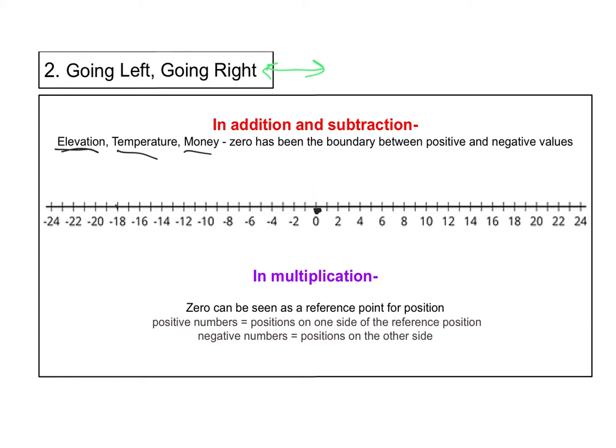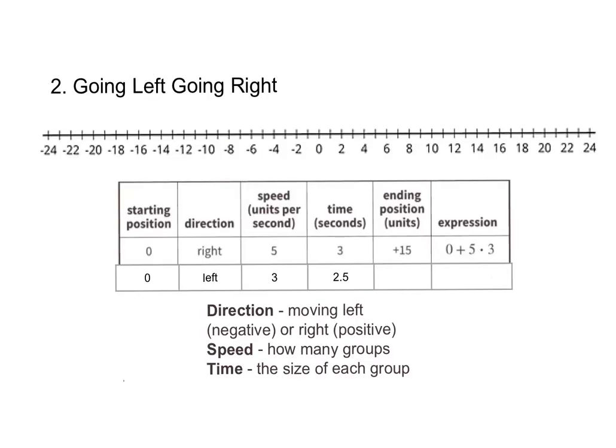So how can we make sense of 0 when we are talking about multiplication? Something I want you all to have highlighted in your journals is that when we're talking about multiplication, 0 can be seen as a reference point for position. If I'm at 0, and that's my position, then all of my positive numbers would be positions on one side of the reference point, more specifically, to the right. And all of my negative numbers are positions on the other side, more specifically, all positions to the left of 0.